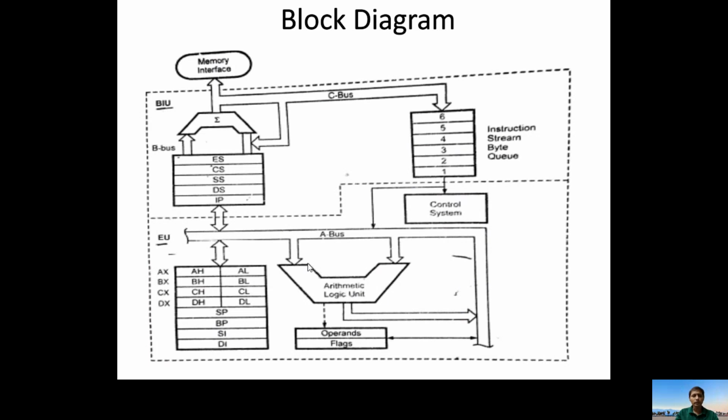Coming to the ALU, after decoding is over, the instruction enters the ALU, where it performs arithmetic and logical operations. We get a result, and that result is moved to the buses. In the ALU operation, sometimes flags are also affected: the carry flag, auxiliary carry flag, parity flag, zero flag, overflow flag, sign flag, trap flag. Those flags are affected accordingly, and the flag result is also moved to the buses.